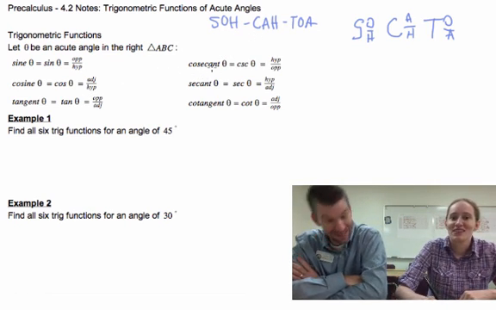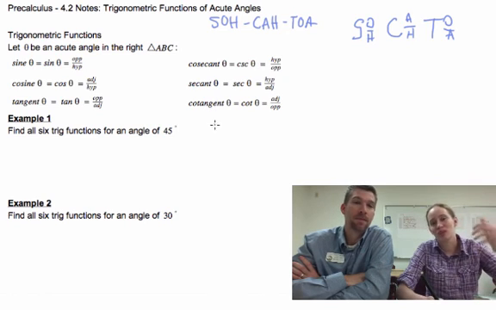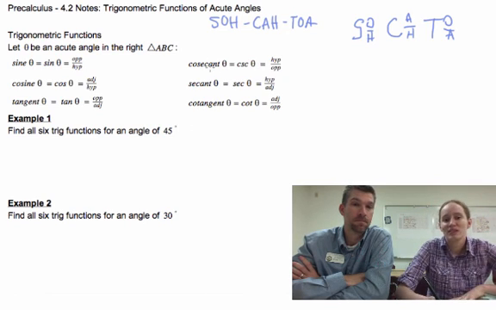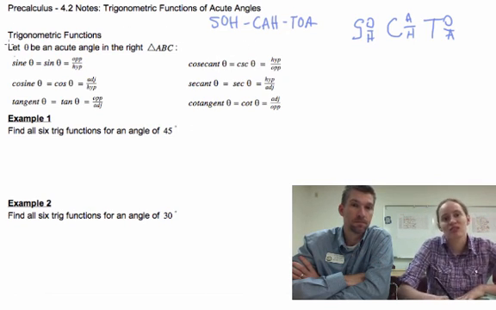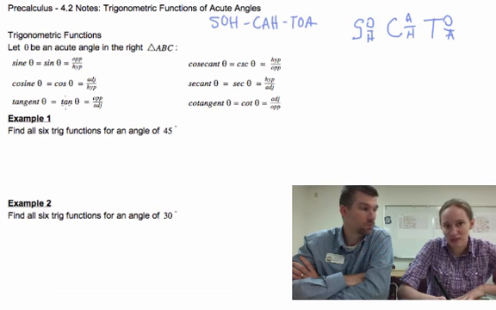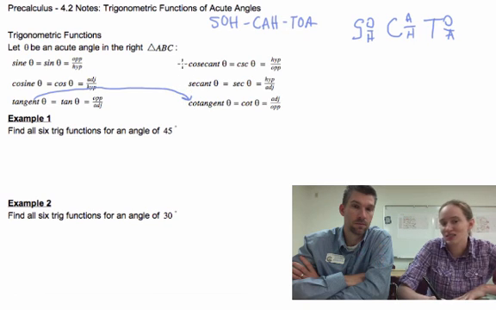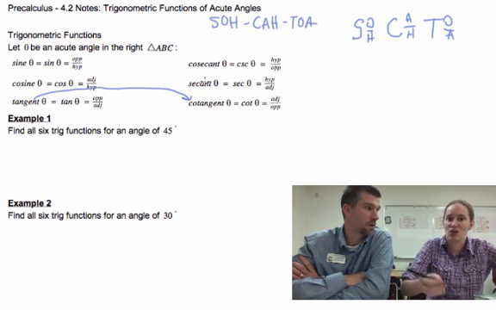Okay. So, and then cosecant, secant, and cotangent you may not have seen before. What these are, are the reciprocal functions of sine, cosine, and tangent. Sine and cosecant go together. Cosine and secant go together. Tangent and cotangent go together. Now these should be easy to remember because one's tangent and one's cotangent, so they're like opposites of each other.